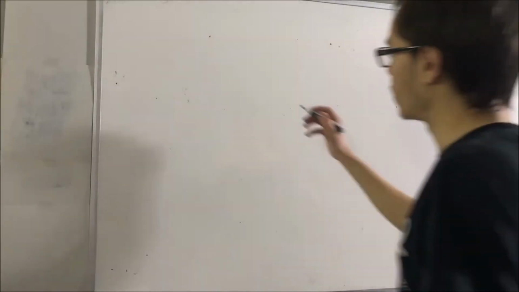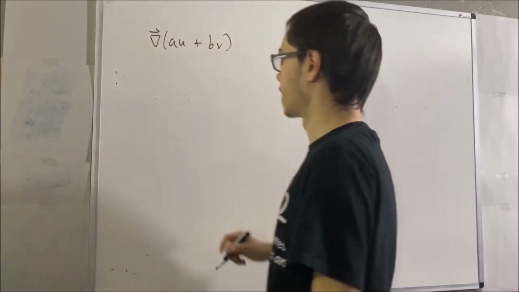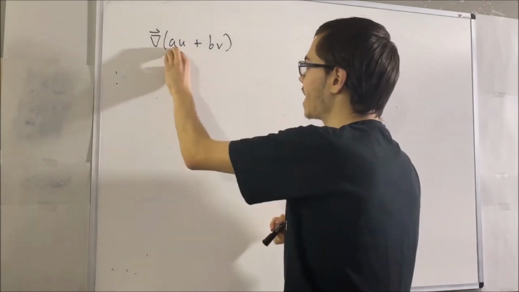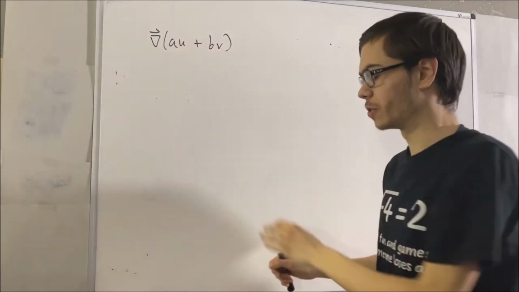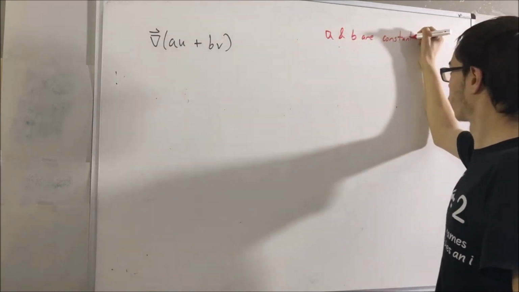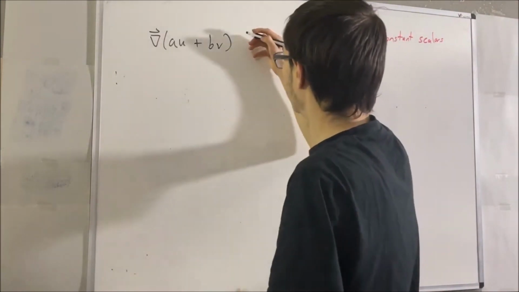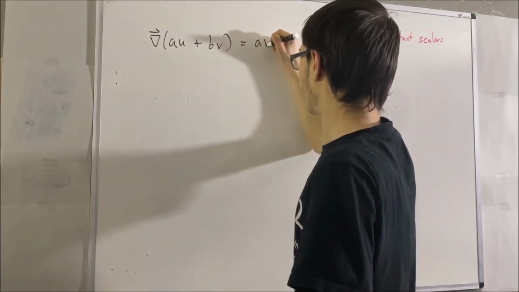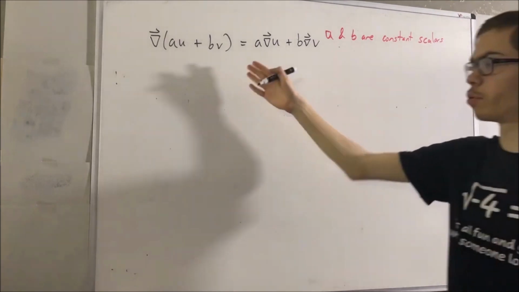Okay, so let's say we want to take the gradient of this, where a and b are constant scalars, and u and v are scalar fields. It turns out that this is identical to this. And so in this video, we're going to prove that.